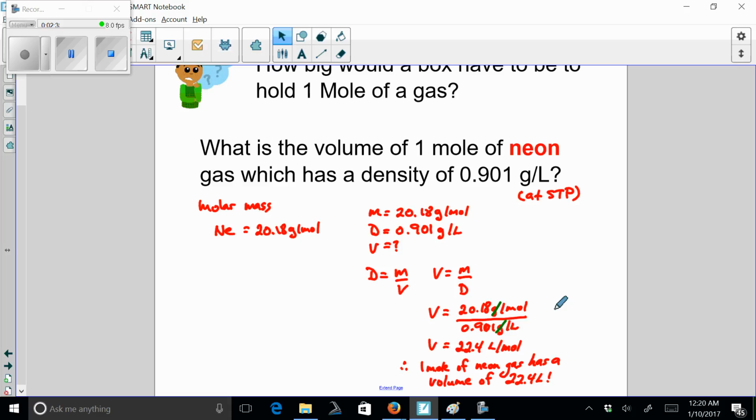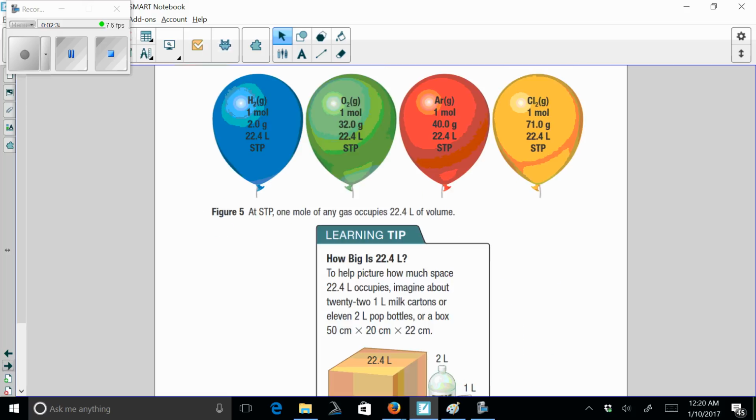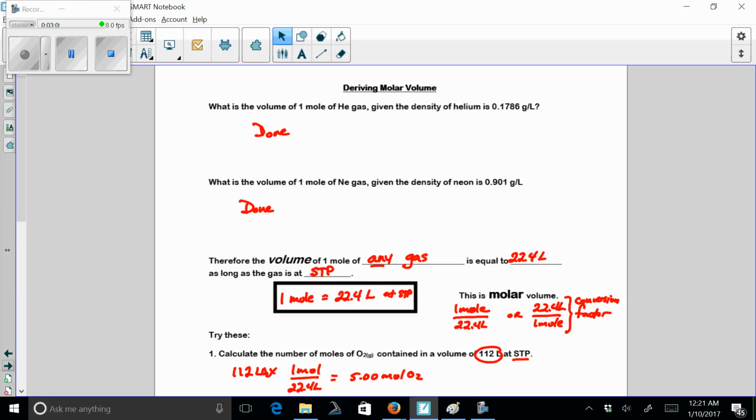How is this possible? Well, it's an interesting phenomenon. Avogadro and other scientists have come up with this notion that for any gas, 1 mole of that gas has a volume of 22.4 liters. It doesn't matter if it's helium, hydrogen, oxygen, argon, chlorine, as long as they're at standard temperature and pressure. The masses will be different, but the volume will always be 22.4 liters. Neat thing.